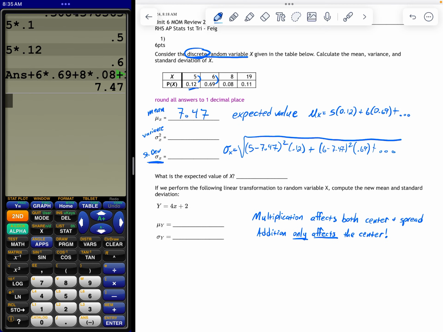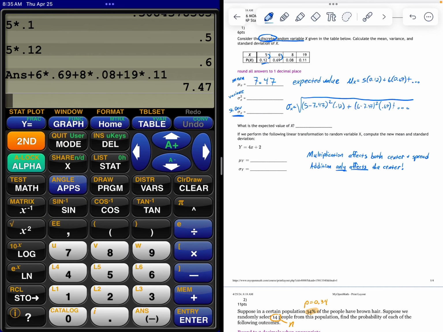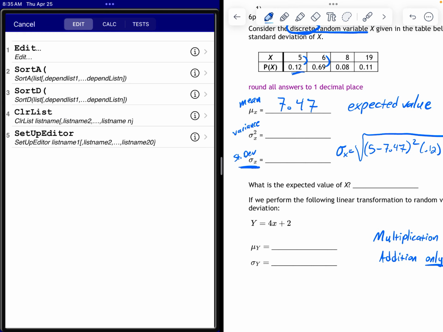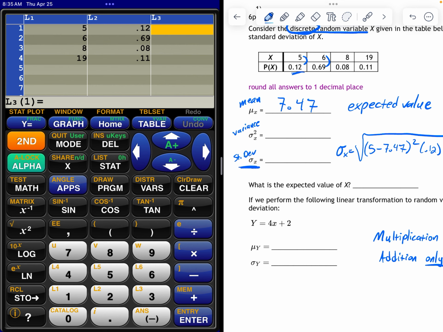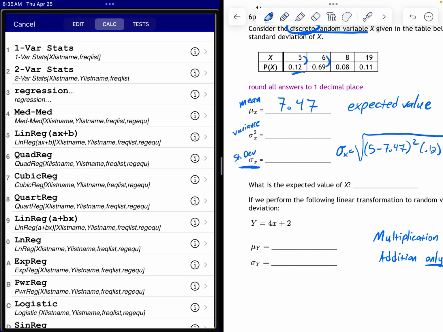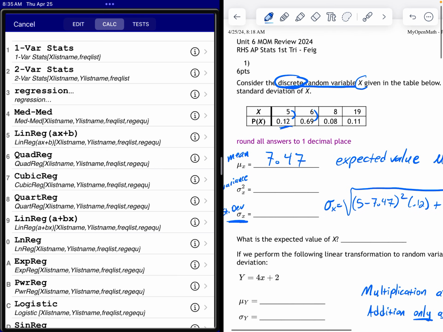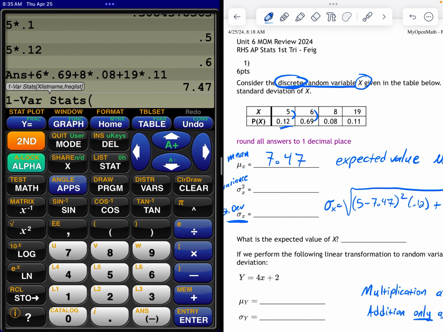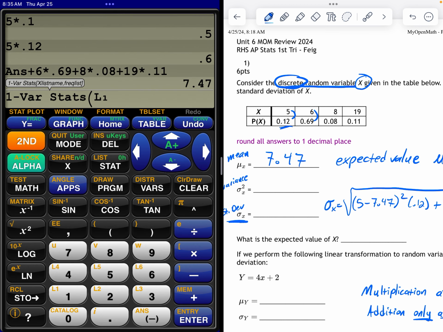Now, the calculator thankfully does this for me. If I go to my stat edit, you can put the data in like that, put your data in, take time to double check it, and then you go to stat calculate, and you can do one variable stats, not two variable. This is not two variables. There's only one variable. The variable is x. So it's a one variable stat, and you do list one based on, comma, list two, the probabilities in list two.